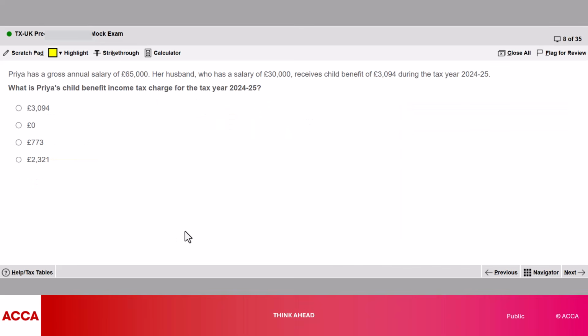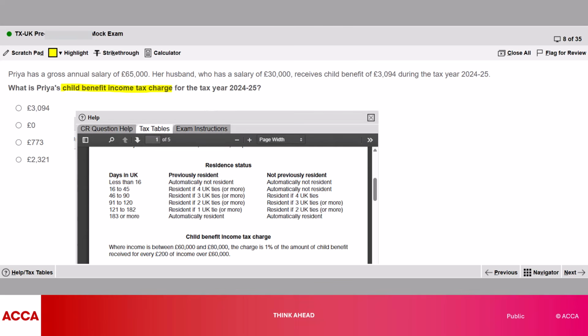The next question I want to look at is question 8, and this is all about the child benefit income tax charge, which involves some fairly complex calculations. And for this one, again, you'll need the tax tables. In the tax tables, you're given details about the child benefit income tax charge, which says that where income is between 60 and 80,000, our charge is 1% of the amount of child benefit for every £200 of income over 60,000. So you've got it all in the tables there.